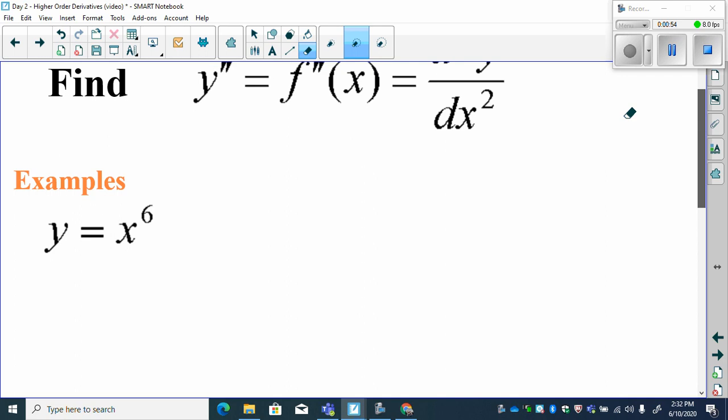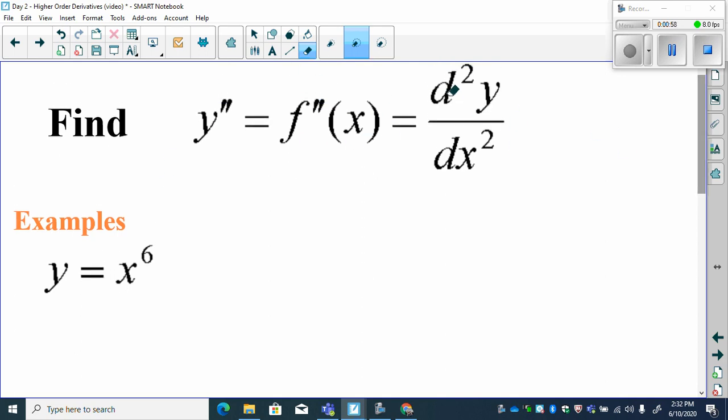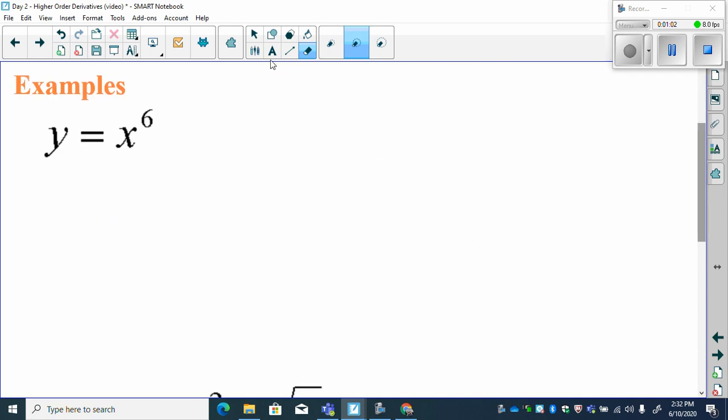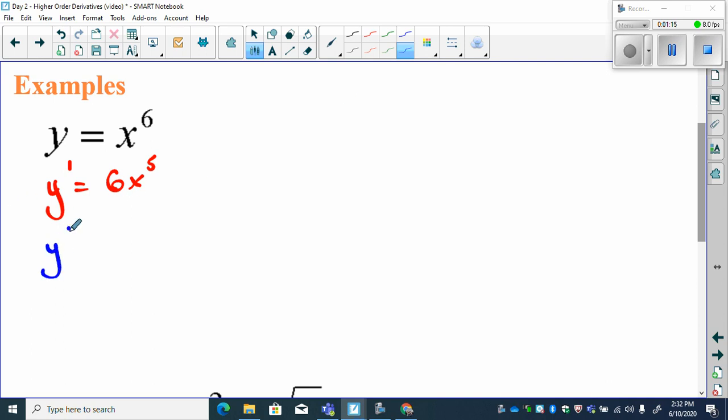Okay, so it wants us to find y double prime, or the second derivative, f double prime x, or the second derivative of y with respect to x, for the following examples. So I always do the first derivative in red. So y prime, I'll use Newton notation, 6x to the fifth. All right, if I do the derivative of this, well, the derivative of y prime is y double prime. The derivative of 6x to the fifth is 30x to the fourth. Okay, pretty simple.